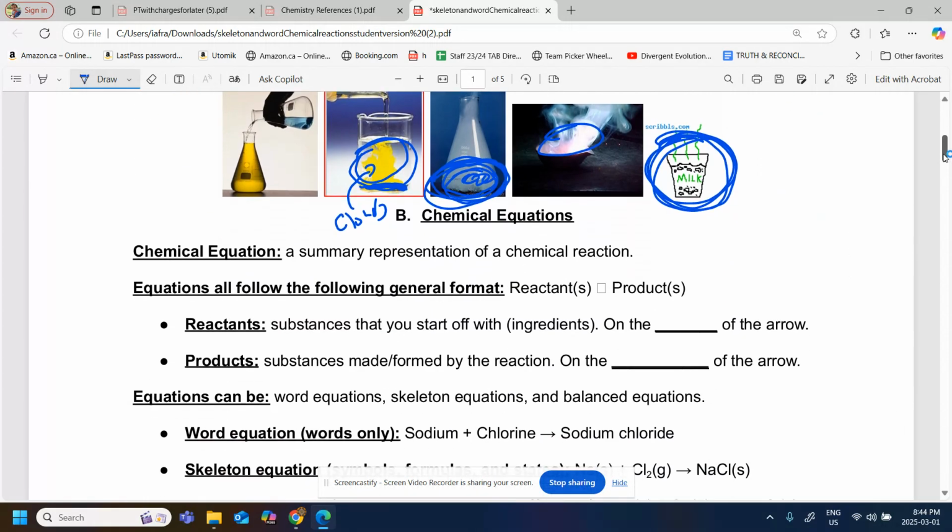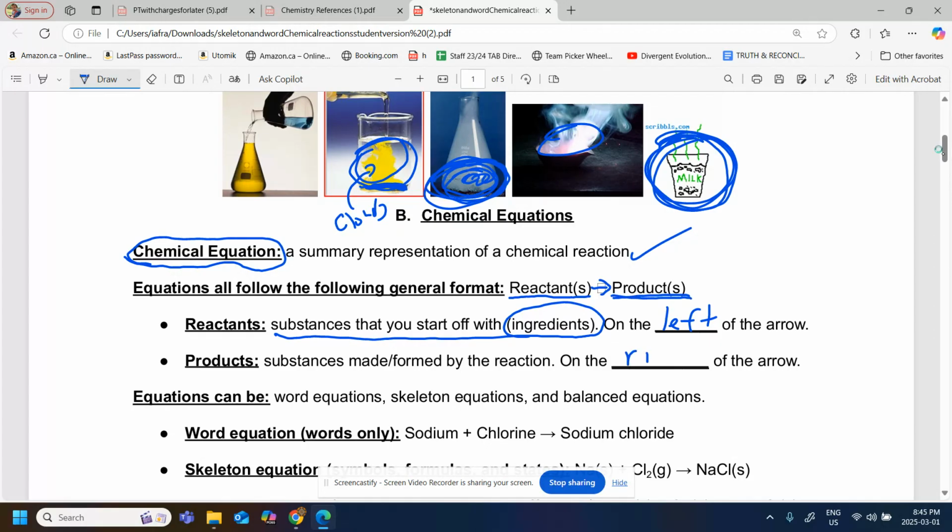So when you have a chemical reaction happening, you need to represent it. And so the way we represent chemical reactions is using what's called a chemical equation. A chemical equation is basically a summary of what's happening in the reaction. And we usually write it in a certain way. You usually have what's called your reactants on the left side of this arrow. And then on the right side, you have your products. The reactants are essentially what you start off with. They're your ingredients. They're on the left side of the arrow. Whereas what you make, those are your products, those are on the right side of the arrow.